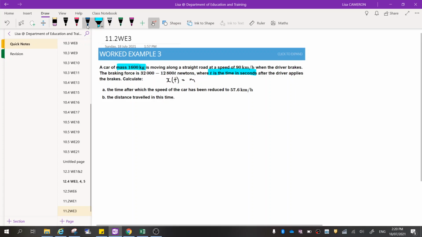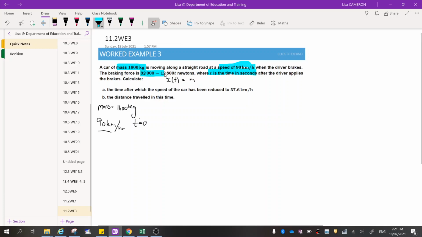So a mass of 1,600 kilograms is our first important information. Along a straight road at a speed of 90 kilometers per hour when the driver brakes. So you could count that as being his initial speed, because that is when time is equal to 0, then his speed is equal to this. Now we're going to have to do some conversions to make sure that this is all in the same units, because we want it to be in meters per second, but we'll come back to that in a second.